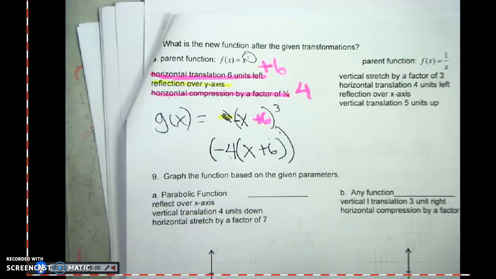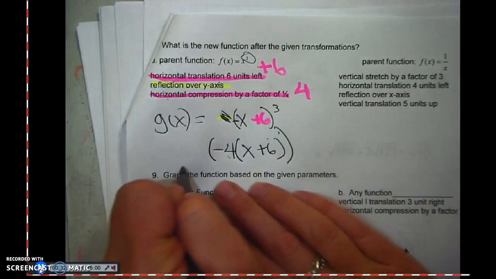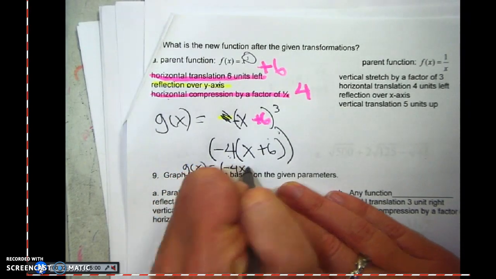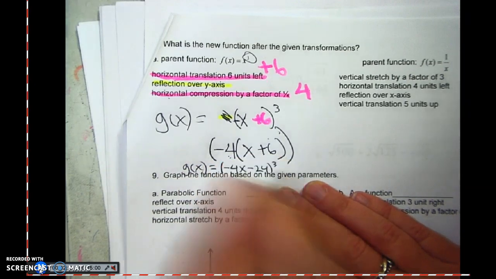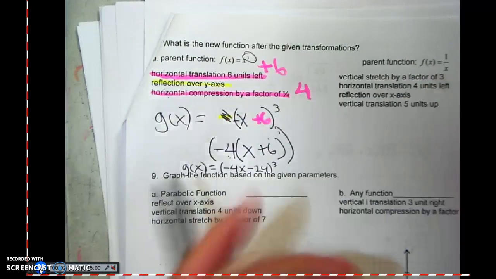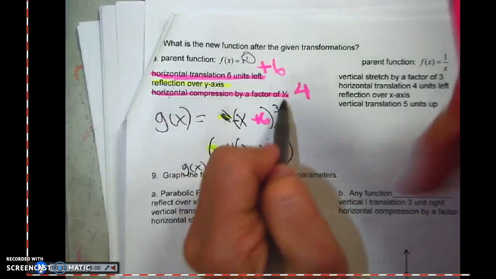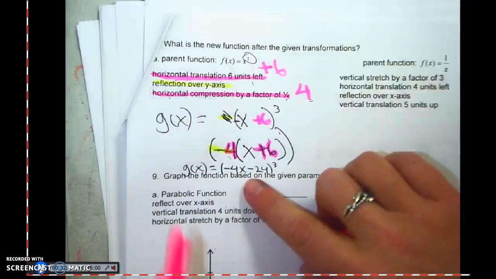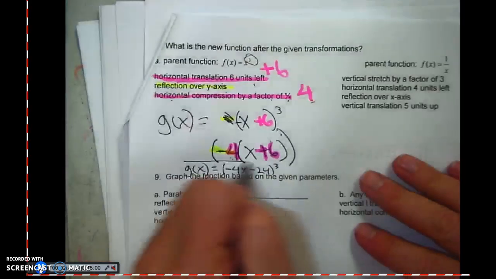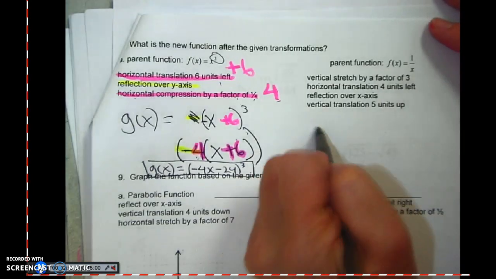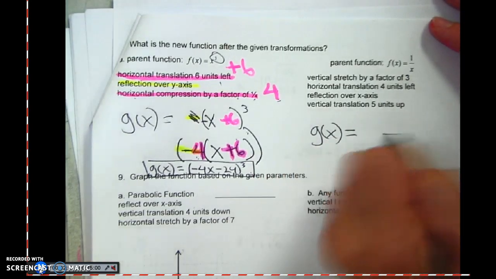I can't leave it like that, so I need to write the function. I should have made more space. g of x equals parentheses negative 4x minus 24 cubed. Okay, so let me say what happened again. The negative reflection over the y is really with the x. The factor of 1/4 is really 4. The left 6 is really right 6, but when I distribute it, this is my final answer. Okay? All right.